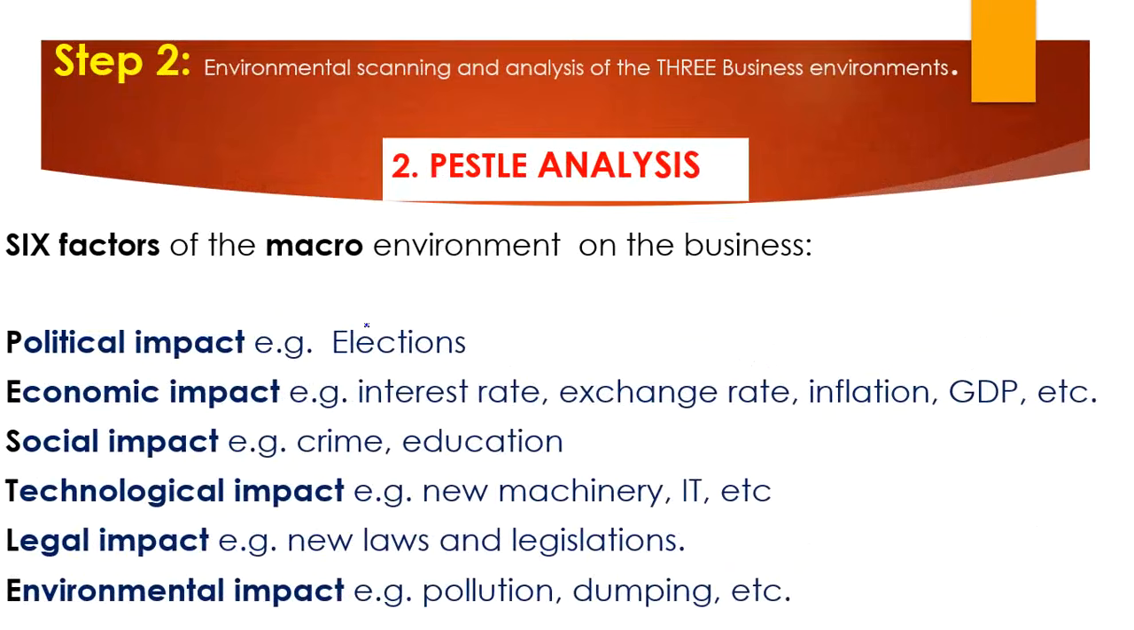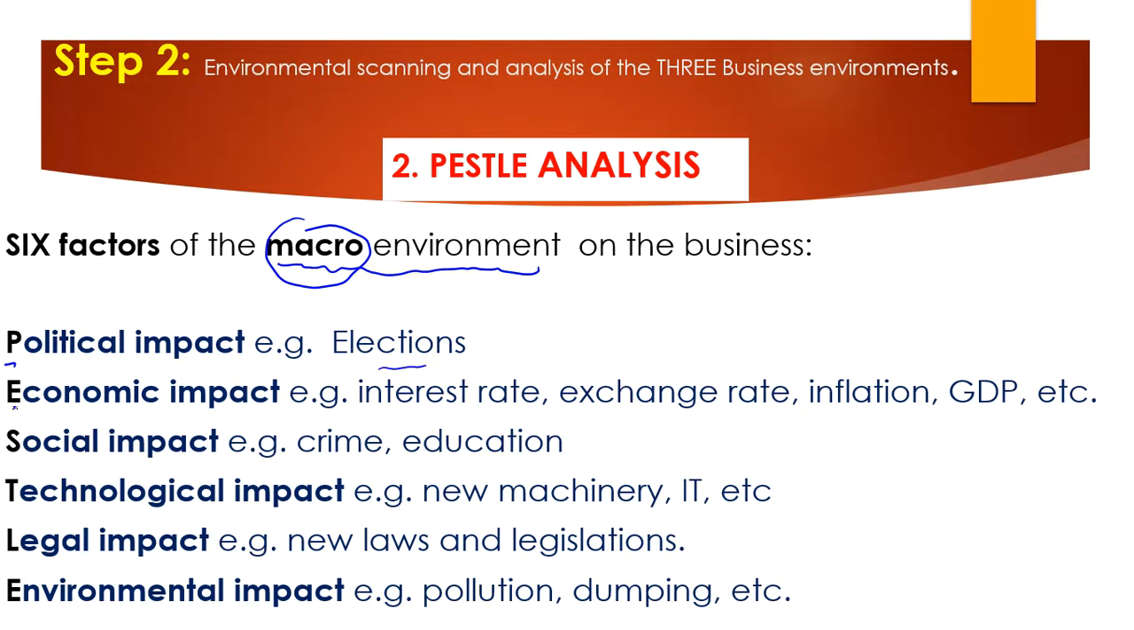Number 2, PESTLE analysis. PESTLE analysis has 6 factors spelled by the word PESTLE. And these factors are factors of the macro environment. Macro means these are factors that we don't have control over. Remember, micro environmental factors we can control, but the macro or PESTLE analysis factors we don't have control over. The P in PESTLE is for political impact, such as elections.